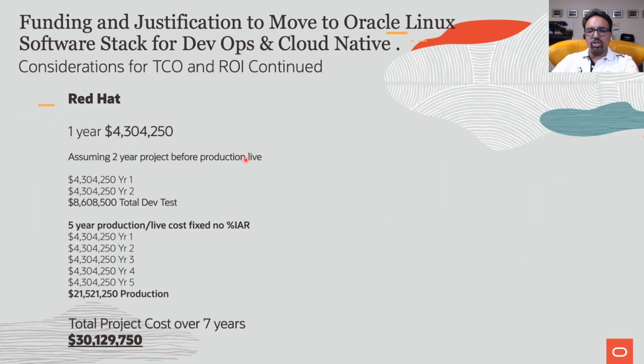Now, let's start looking at this over the 7-year period. If you look at Red Hat, we said before, 1 year was $4.3 million. So we've got to take into account our dev test year.